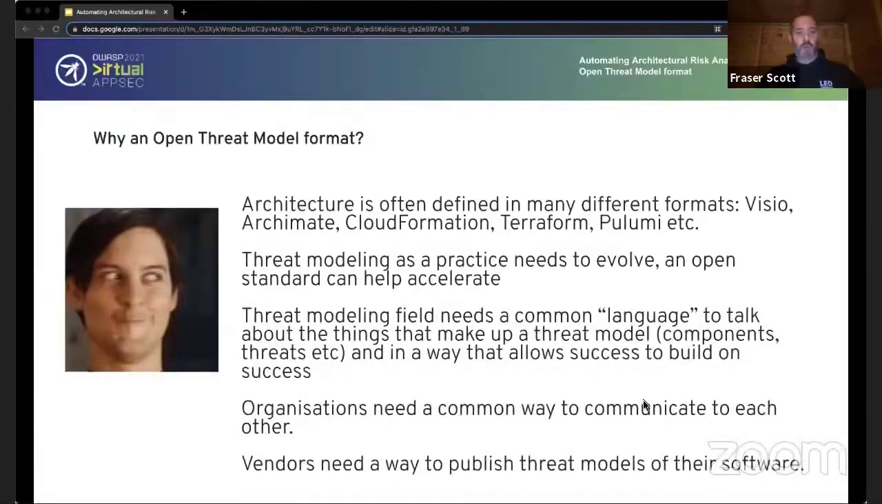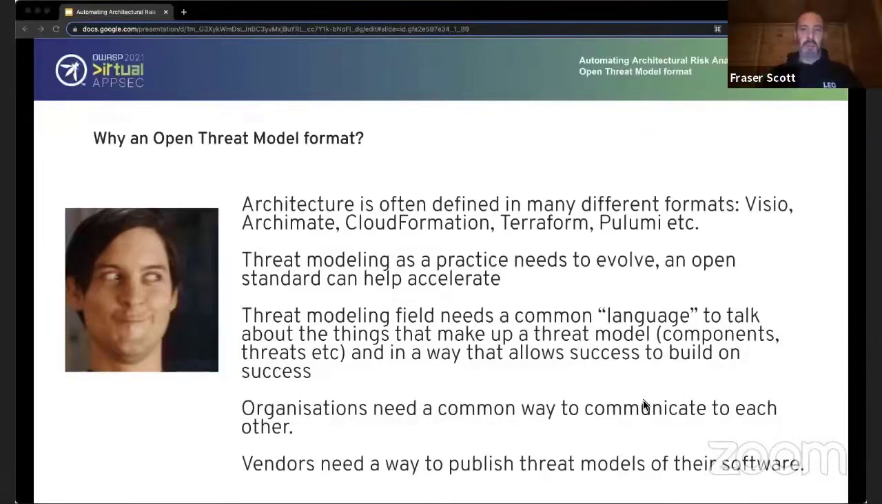Why an open threat model format then? Well, as we said, architecture is often defined in many different formats. Some people have Visio diagrams, some people have whiteboard diagrams. So we need something from a threat modeling point of view that's agnostic to those sources. Threat modeling as a practice itself also needs to evolve, and one way to do that is to build open standards that people can build on and use and relate to, and that can accelerate the standardization of something that builds on top of infrastructure as code from a threat modeling point of view.